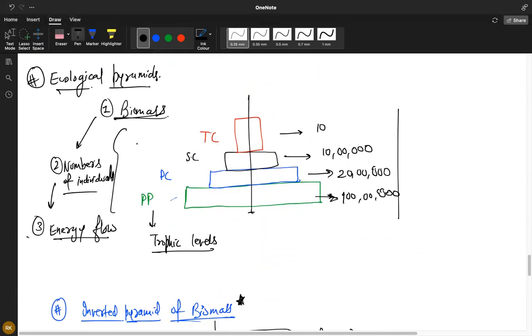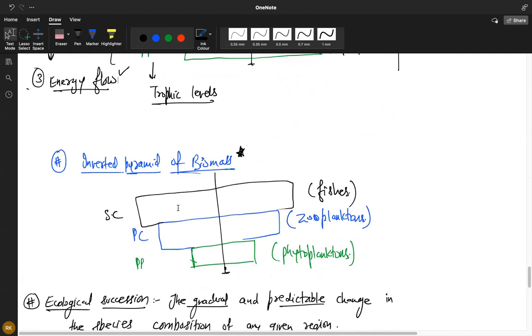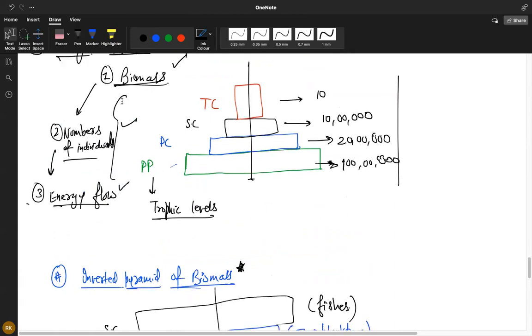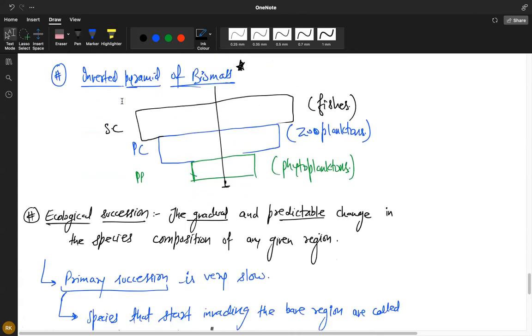Then coming to ecological pyramids, which I told you that an erect, upright pyramid we see for three things: when we are studying biomass, when we are studying number of individuals, and when we are studying energy flow. For these three, there is an erect or upward pyramid that we see in nature. But there is one exception of inverted pyramid of biomass. So biomass can have an inverted pyramid, but it is only seen in a limited number of examples.